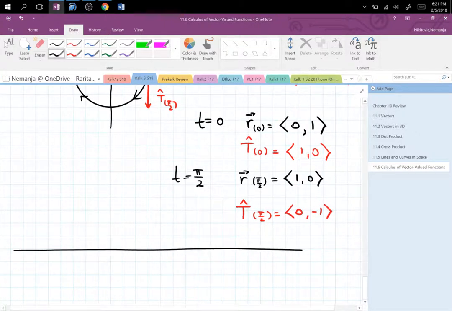Let's take a look at a 3D case. We can do the helix or we can do something else. Unit tangent vectors. Oh, you're going to love this one.